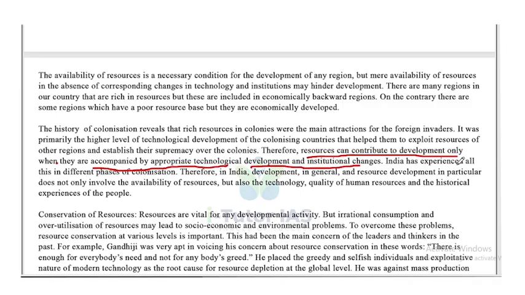India has experienced all these different phases of colonization. Therefore, in India, development in general and resource development in particular does not only involve the availability of resources, but also the technology, quality of human resources and the historical experience of the people.